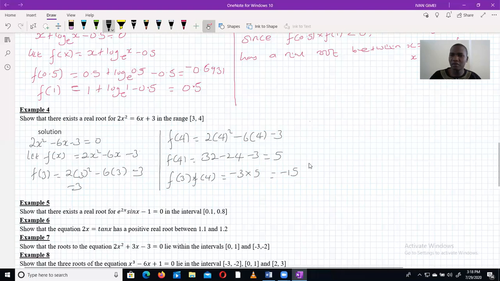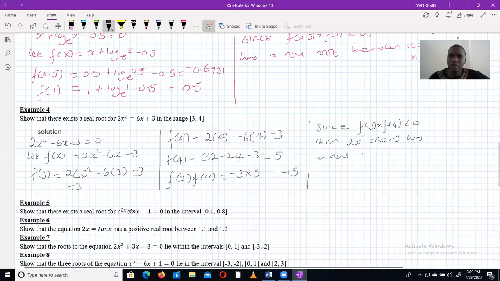Then we simply conclude by saying, since f of 3 times f of 4 is less than 0, our equation 2x squared equals 6x plus 3 has a real root in the range 3, 4.